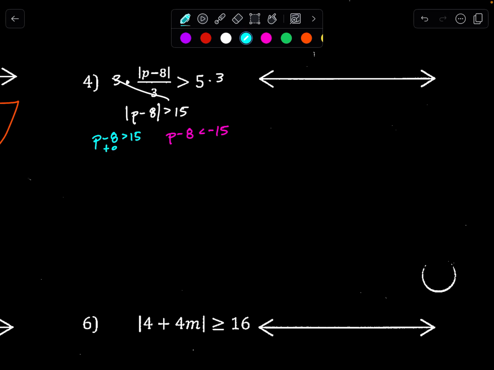Add your value of 8 to both sides. Get that P alone. P is greater than 23. Add that 8 to both sides. P is less than negative 7. Negative 7 is smaller. It goes on the left. 23 is larger. It goes on the right. If I go negative 7, it's pointing left from that line, based on that inequality. You can see it points in that direction. And for the 23, it's pointing right.